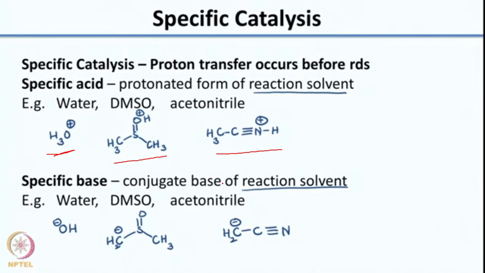Now talking about the specific base. So the conjugate base of the reaction solvent, as I told you the difference between conjugate acid and conjugate base. So here the proton donor, so OH minus will act as a specific base. Here DMSO with one less proton will behave as a specific base, and here acetonitrile's conjugate base. So I hope all of you are clear with specific acid and specific base examples.